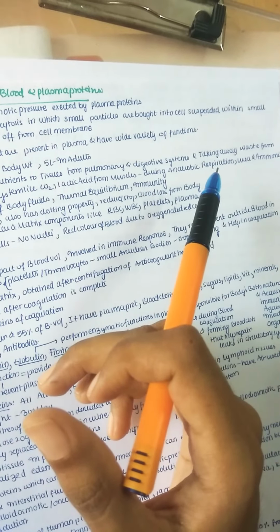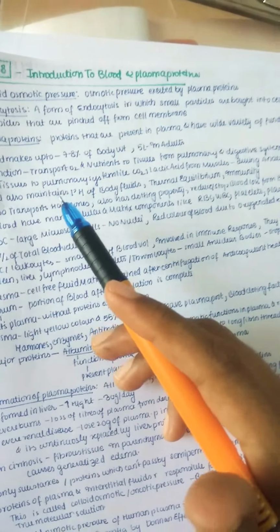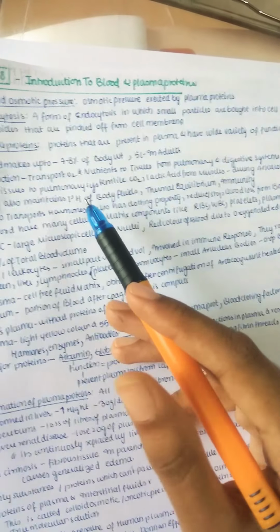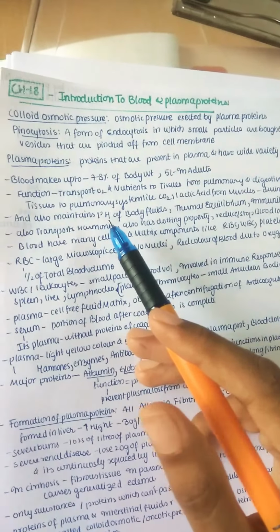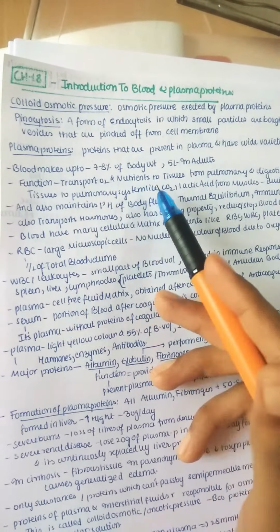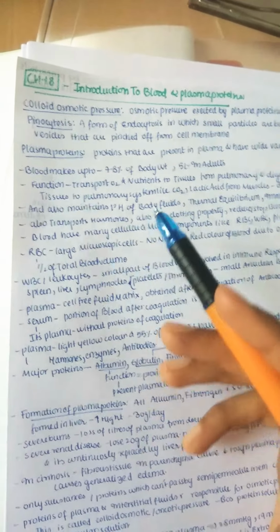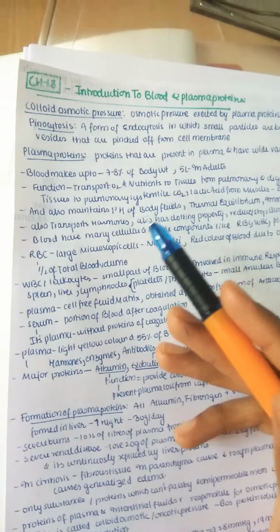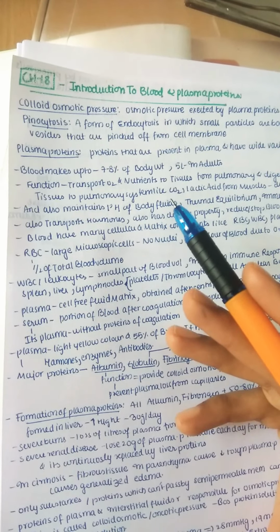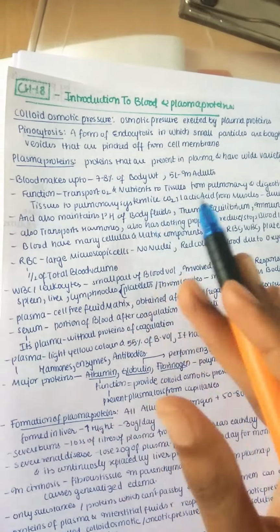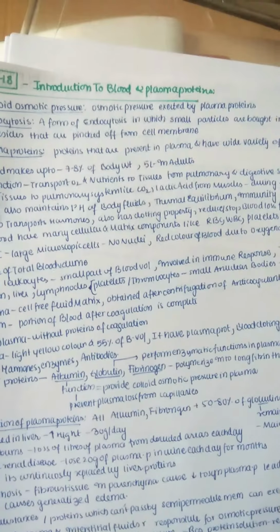It also helps in taking waste away from the tissues to the pulmonary system. Which type of waste will it take to the pulmonary system? Nothing but carbon dioxide. The blood collects all the carbon dioxide and takes it back to the lungs, so that the lungs can again exchange this carbon dioxide for oxygen. So this process continues.